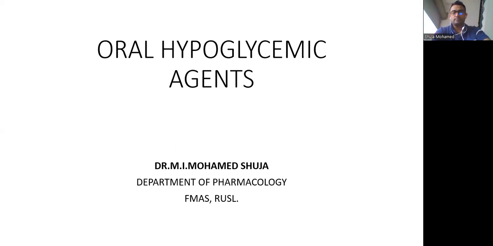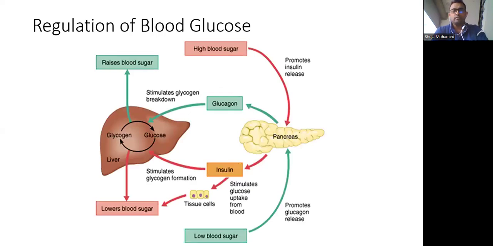First, before going to see what are the drugs and what's their effect, you should better know the basic regulation of blood glucose level. There are two or three major organs and two hormones involved. Those three major organs are, one is pancreas, other one is liver, other one is skeletal muscle or tissues. And two hormones are insulin and glucagon.